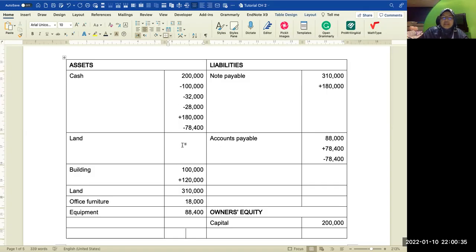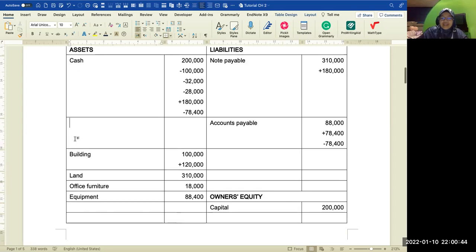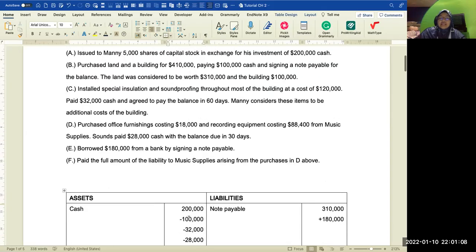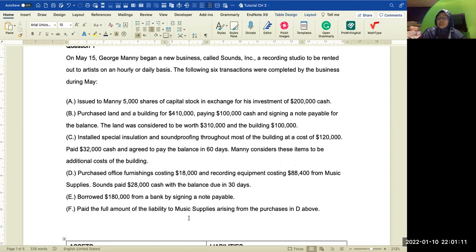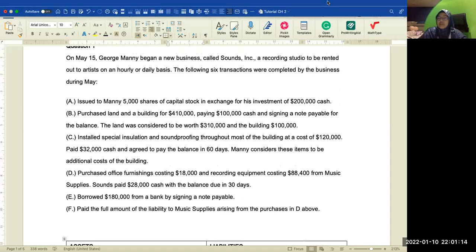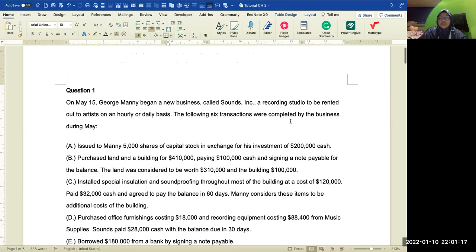Where's the land? You have written land twice, no problem, just put it there. Okay, what else? I think that's all. So the totality, you just compute. What is the totality of all your assets and your liabilities plus owner's equity? You should have the same amount. I believe we have a balance because we have taken up the increases and decreases accordingly. So there is an example of what we have done in Chapter 2 today. All right, it's 10:01.